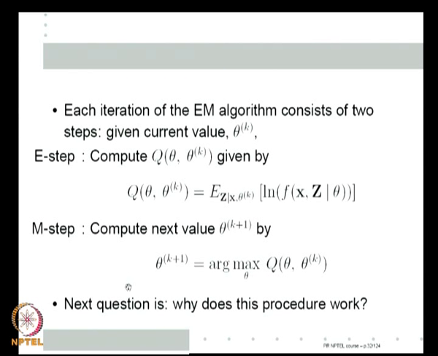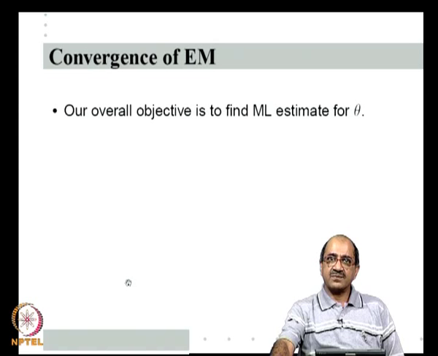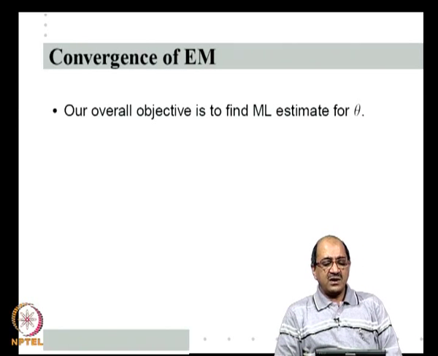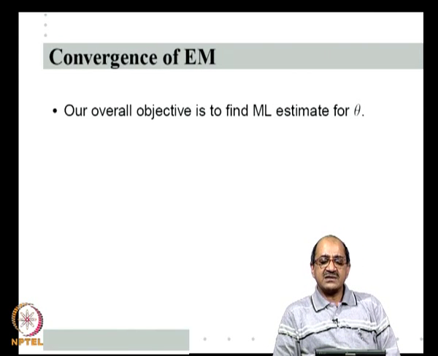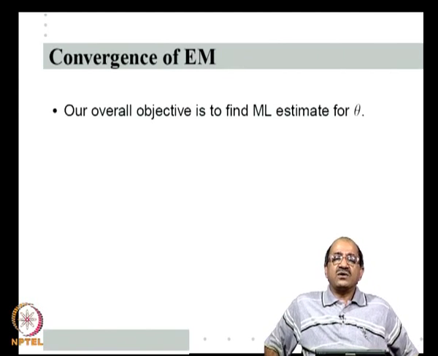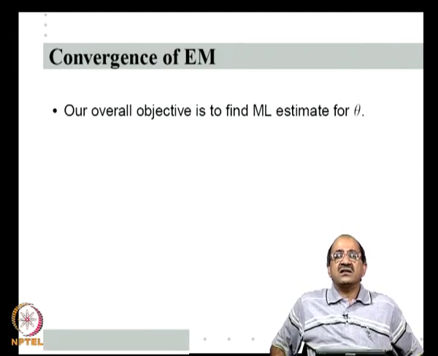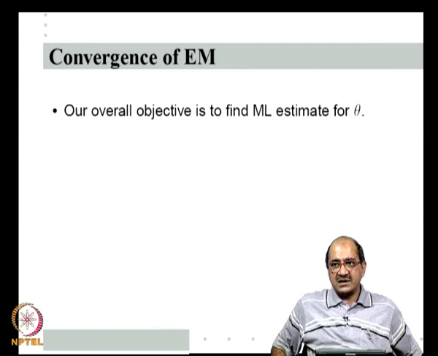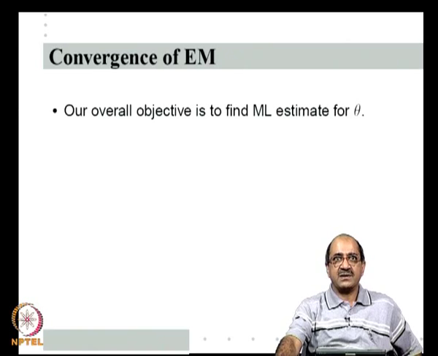So, the question is, why should this procedure work in general? We have seen, of course, for the 2 component Gaussian mixture, this procedure is exactly identical to maximizing the log likelihood, but in general, can we say this procedure works? What do you mean by the procedure works? Our overall objective is to find the maximum likelihood estimate of theta, right, given samples x1 to xn. So, if I just computed the log likelihood with samples x1 to xn as a function of theta, and then maximize over theta, that is my ML estimate.